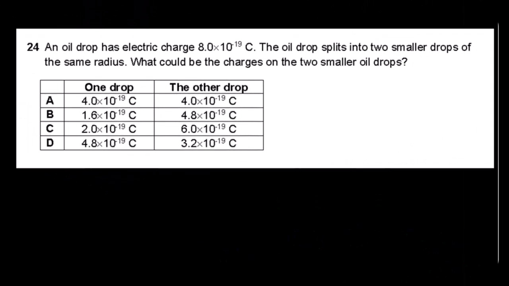Here's an example. Pause the video, try the question, and come back for the answer. So you want to notice that this number is really 5e, 5 times 1.6 times 10 to the minus 19. So that means that we have to have 5 elementary charges on our 2 drops. And so if you look at this combination here, 4.8, that's 3 elementary charges. 3.2, that's 2 elementary charges. 3 plus 2 adds up to 5e, and therefore our answer is D.